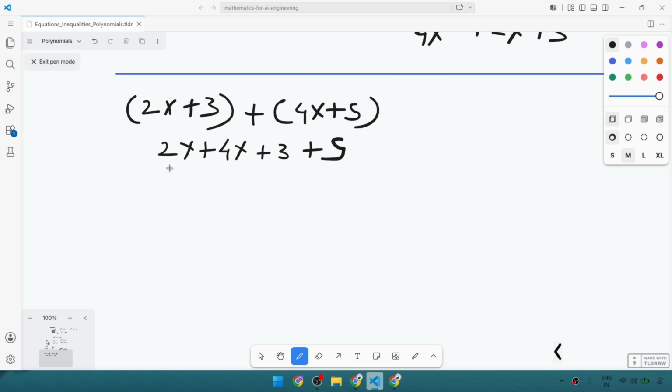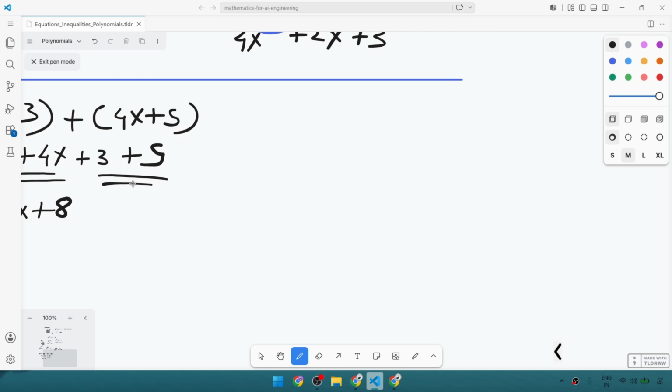And now we can simply add these two similar terms, so these two and these two. So what will it be? 2x plus 4x will be 6x. You can add simply 4 plus 2 and then you can put this x. So 4 plus 2 which is 6 and then x. And in case of constants it will be 5 plus 3 which is 8. So you can put this plus symbol and then 8. And like this you can do the addition.